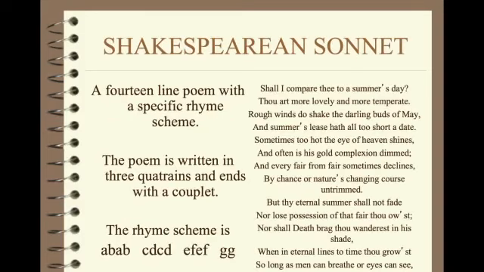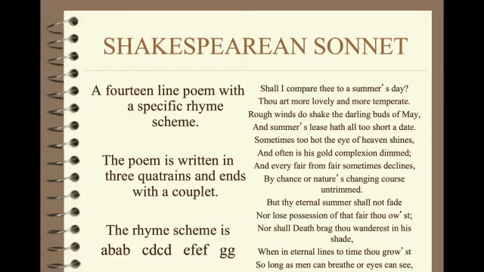Another type of poetry we have is a sonnet, and usually when we look at the sonnet, we name it after the English or the Shakespearean sonnet. Now, a sonnet is a 14-line poem with a very specific rhyme scheme. With the Shakespearean sonnet, we notice that the poem is written in 3 quatrains and ends with a couplet. So there's a specific rhyme scheme in order to fit that.